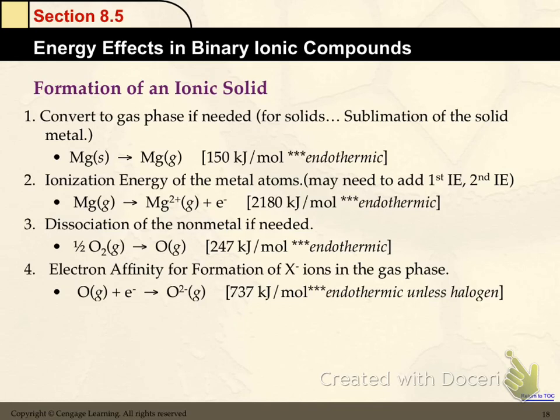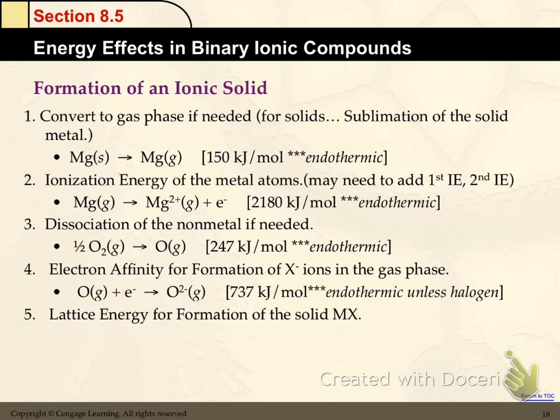My equation's a little wrong here. Hopefully you saw that. It should be 2. It's an endothermic process. Now, all of these processes to add the electrons onto atoms are endothermic unless it's a halogen. Halogens are so close to becoming stable that that's actually an exothermic process when they receive that electron because they're so excited. All right, so that's step 4.